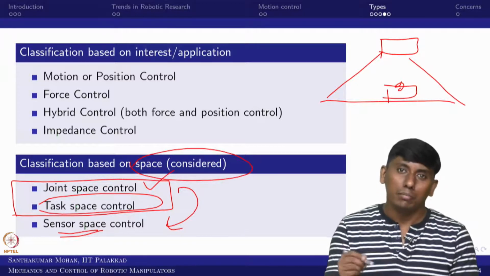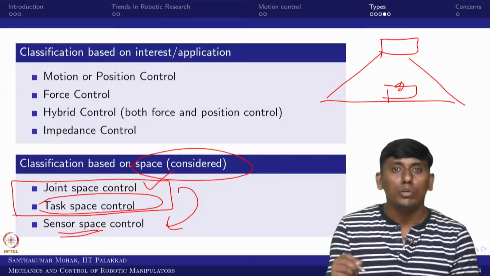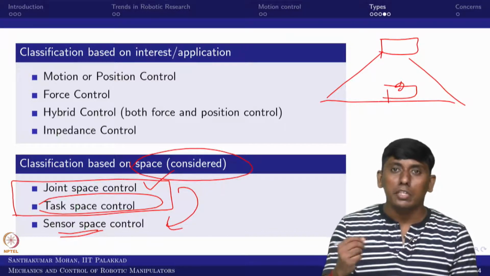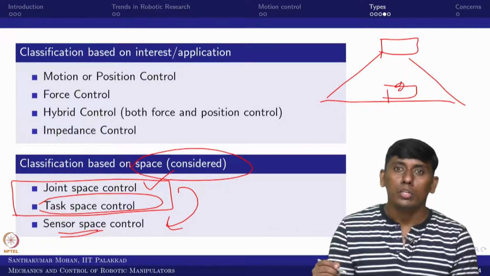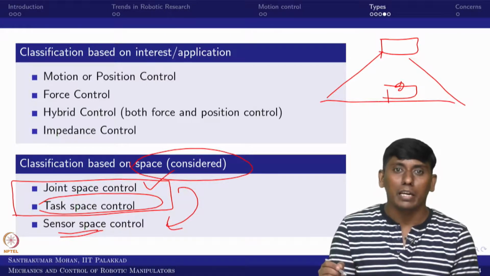Independent joint control is very simple, because you can go with the actuator level, and even a simple PI control is sufficient. But if you are thinking about multiple joint control, then we have to depend on further techniques. That is what we are going to see in upcoming lectures.